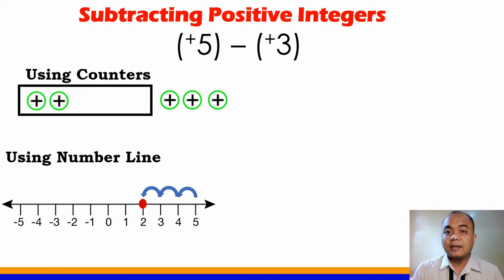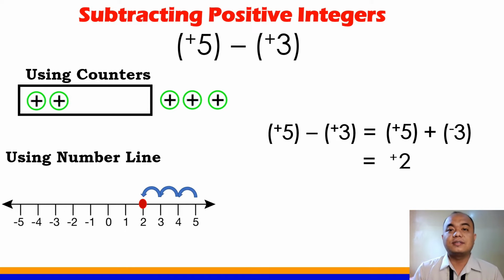So, you notice, class, using these three methods, by the use of counters, by the use of the number line, and by the use of this method, we still get the same answer. Positive 2, and positive 2. So, meaning, positive 5 minus positive 3 ay equal to positive 2.